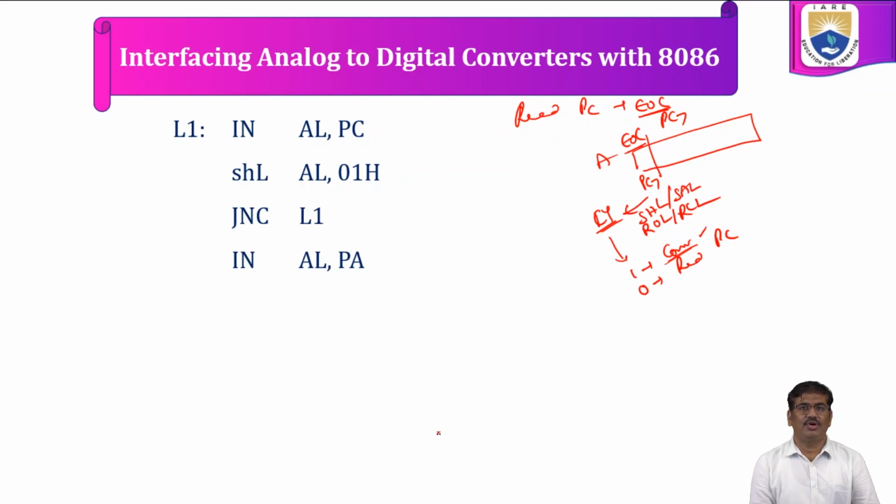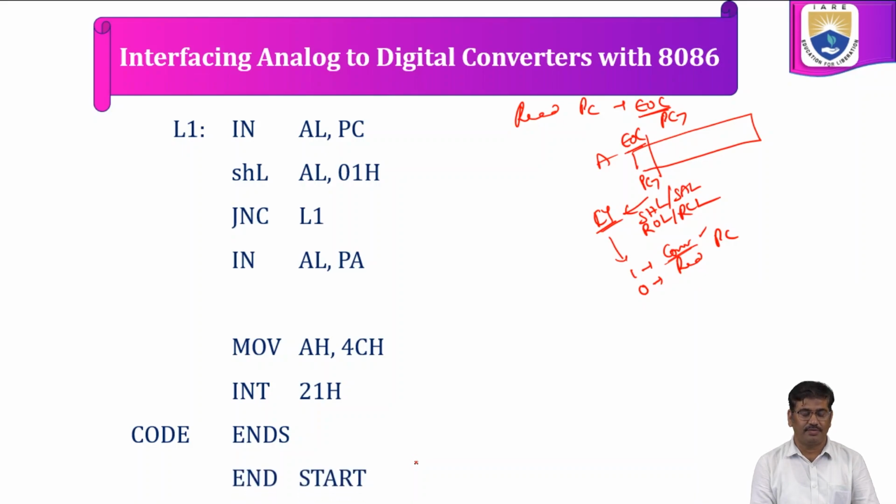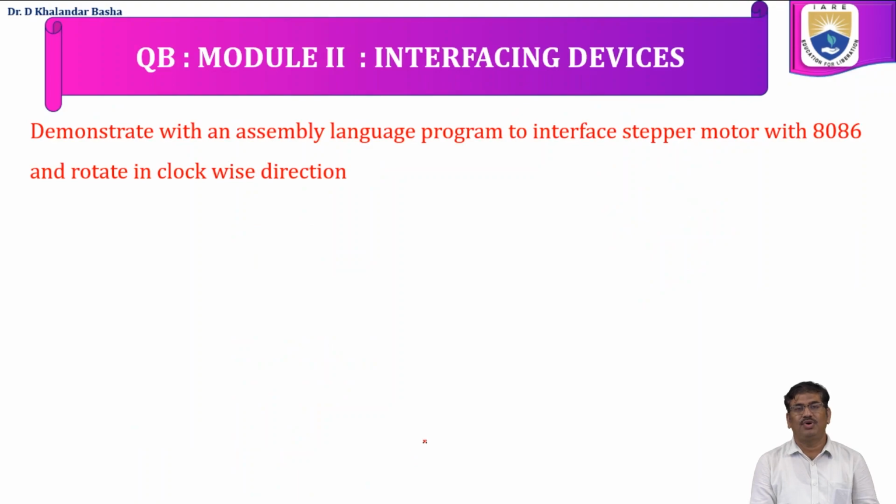Then we will end the program by generating INT 21H with function 4CH in the AH register. Then we will end the code segment by using code ENDS, and we will end the program using END START. This is the program for analog to digital conversion interface.